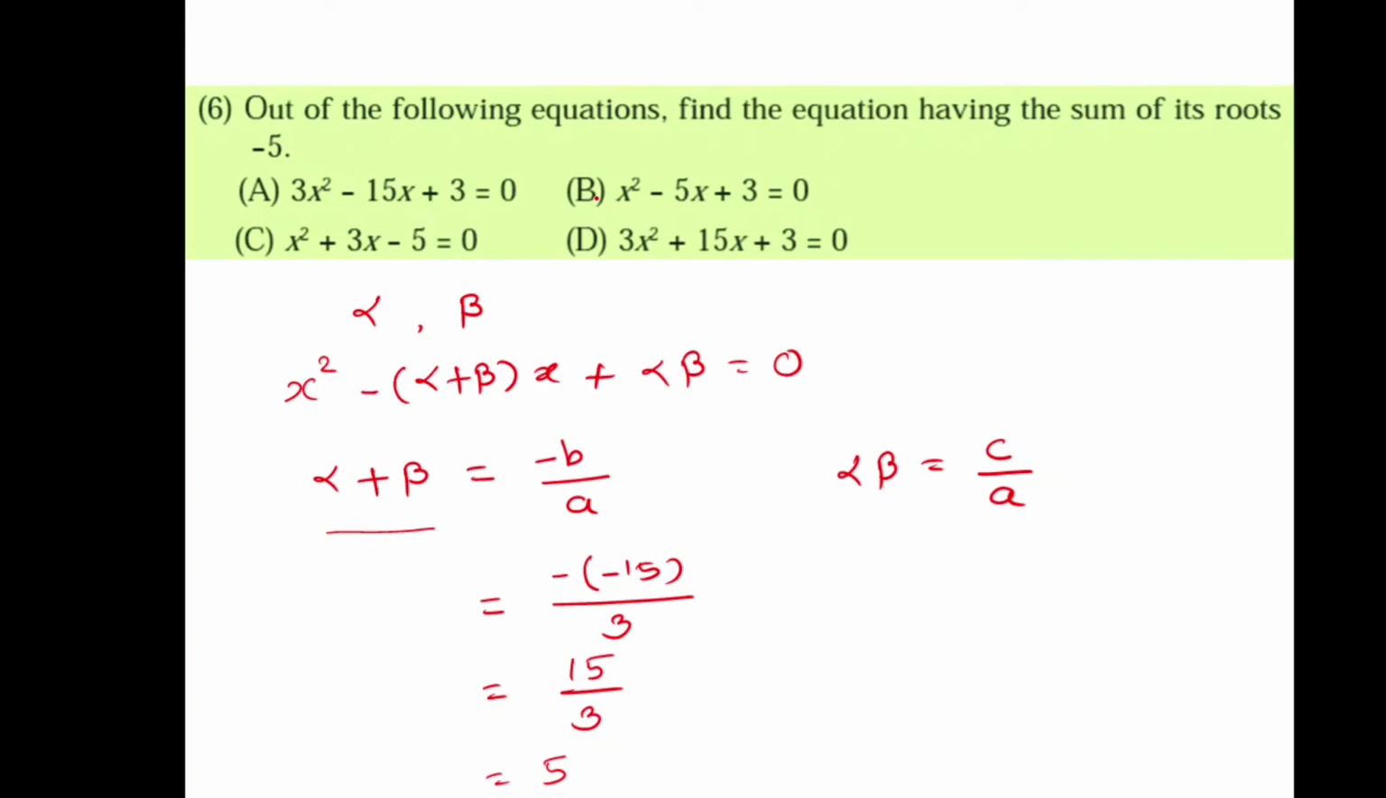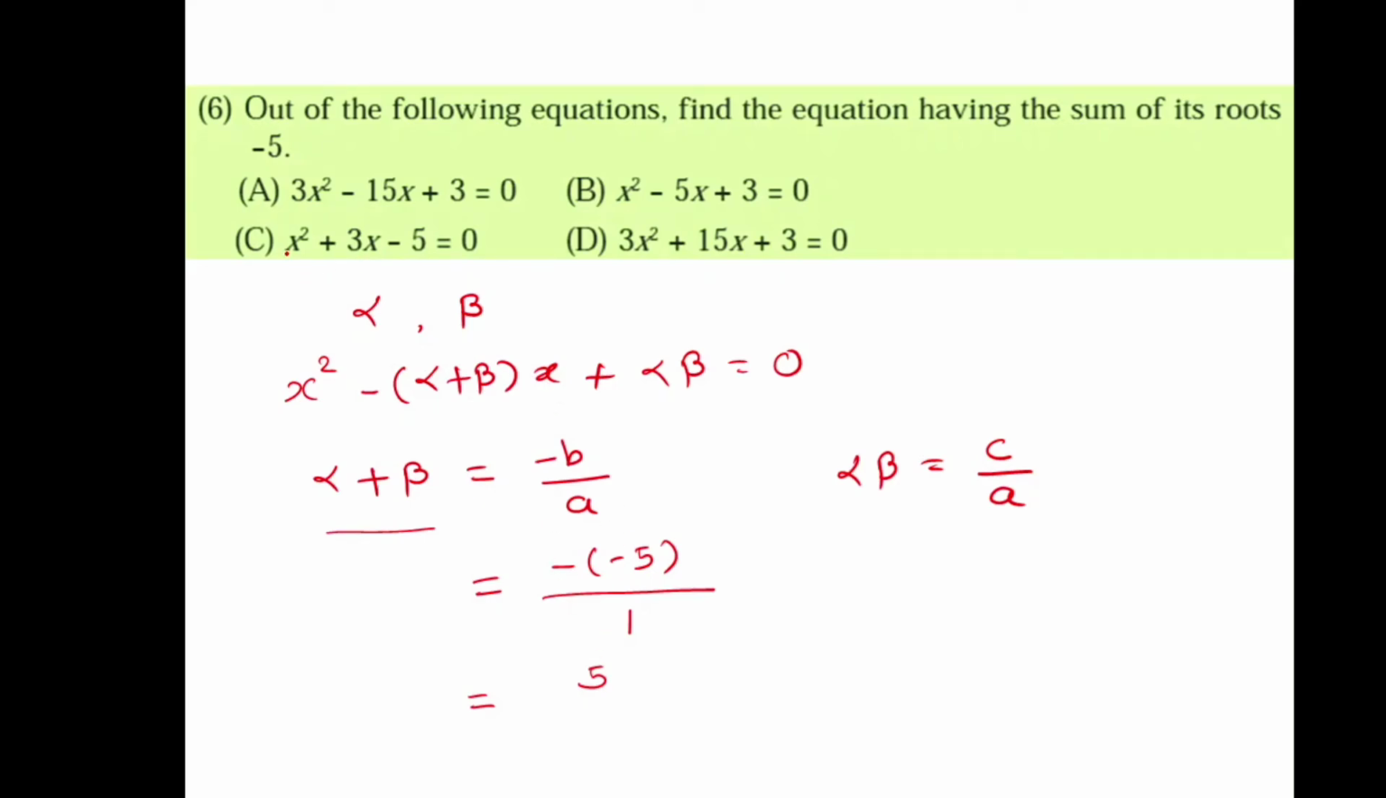Let's check for the second equation. For that equation the value of b is minus 5, so minus into bracket minus 5 divided by the value of a, that is the coefficient of x square, which is 1. So again here we get minus minus plus 5 divided by 1, that's 5, but again we need the value of the addition of the roots as minus 5. That's why for the second equation also the addition of the roots is not minus 5.